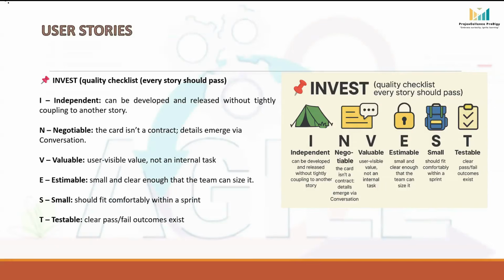When stories are too tightly coupled, they create dependencies. That means you cannot deliver one without delivering the other. This reduces agility because instead of releasing in small increments, you are forced to bundle multiple stories together.